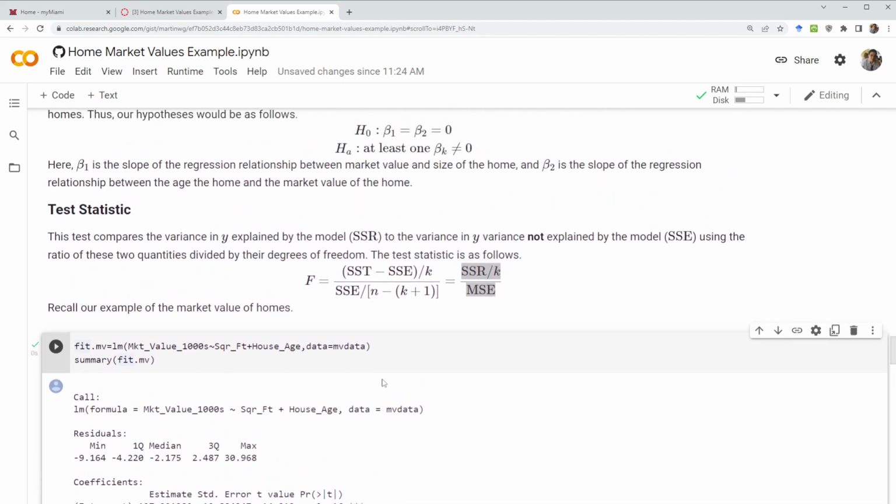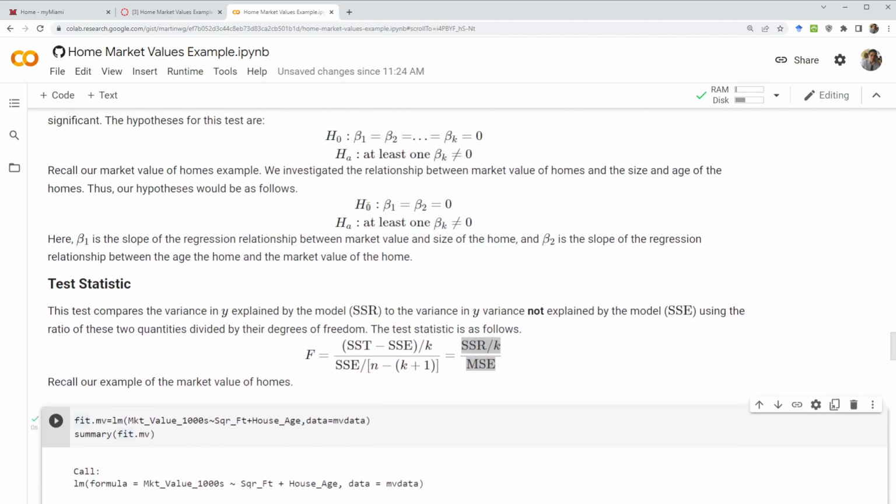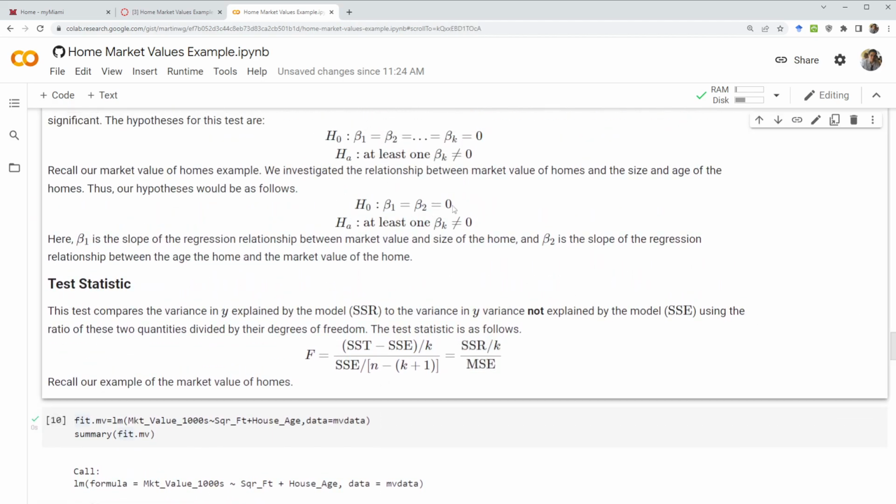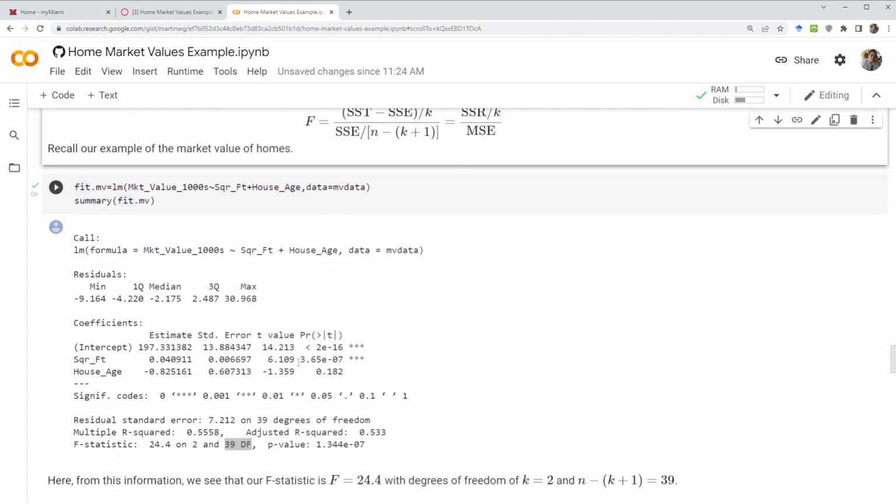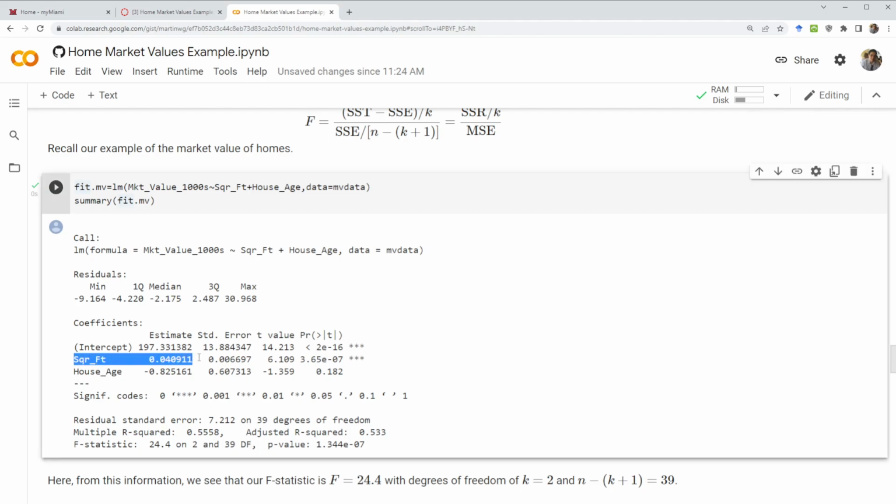In other words, we have enough evidence to reject this null hypothesis and conclude that at least one of them is a significant predictor. Now, which one of them is a significant predictor? Well, we can see that square footage is significant by itself, and house age is not, so that's what the test is telling you. At least one of them is significant, and you can see that one of them is.